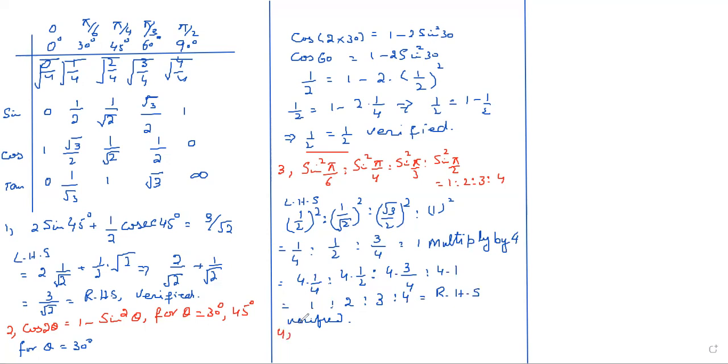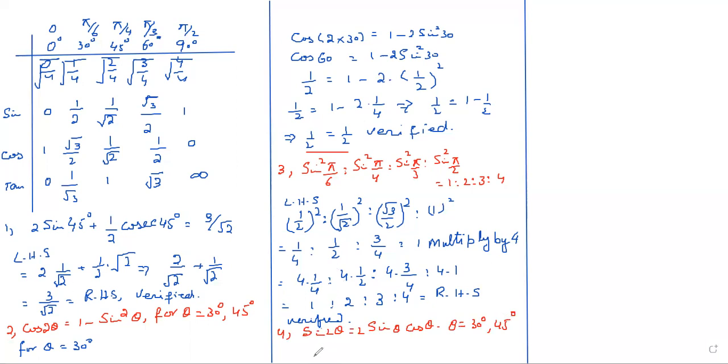Verify that question number 4. Verify that sine 2 theta equals 2 sine theta cosine theta, for theta equal to 30 degrees and 45 degrees. We missed one here, no problem.